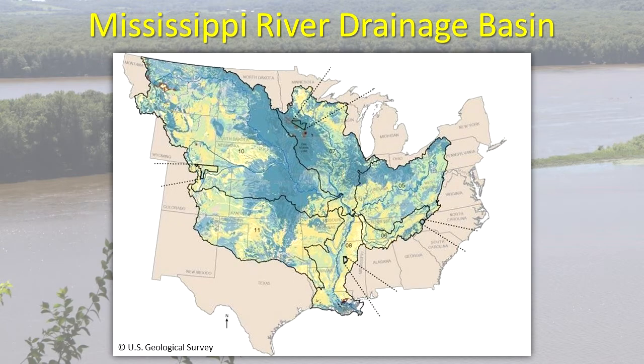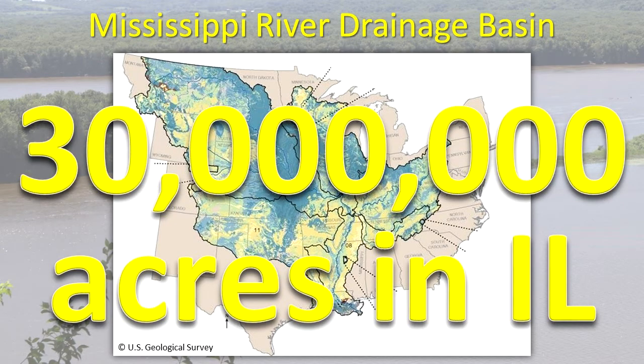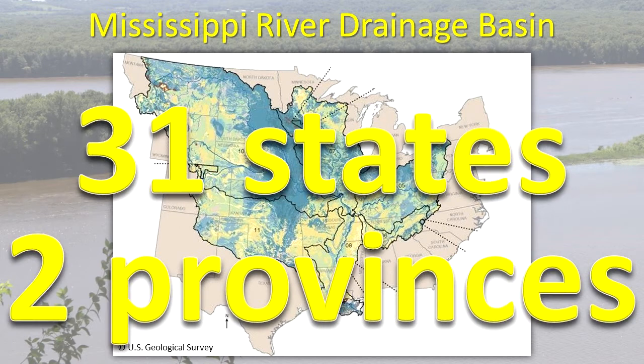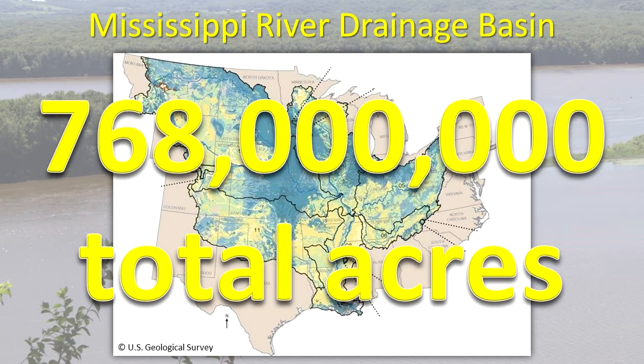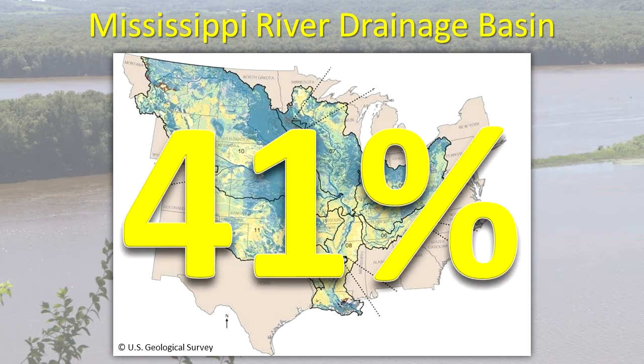The Mississippi River drains over 30 million acres in Illinois alone. Overall, its watershed covers areas of 31 states and 2 Canadian provinces, and is the third largest in the world at 768 million acres. This drainage basin covers 41% of the United States.